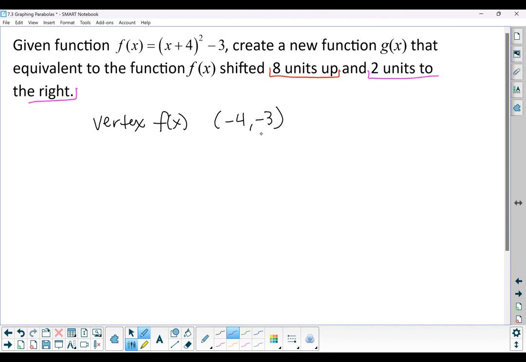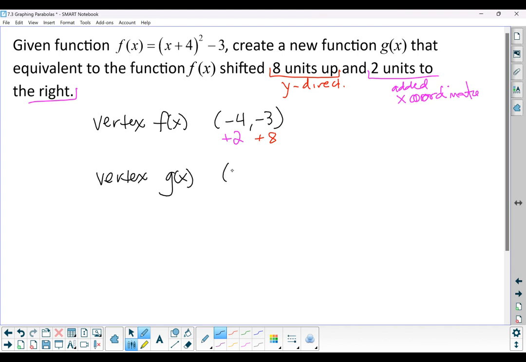We want to go up 8 units. So the 8 is going to be added to the y coordinate because that is in the y direction. And the 2 units to the right would be added to the x coordinate. Oh, I cannot spell coordinate. And it is moving to the right, so we would add 2 to that x coordinate. So that means the vertex of g, our new function, is going to be at -2, 5.